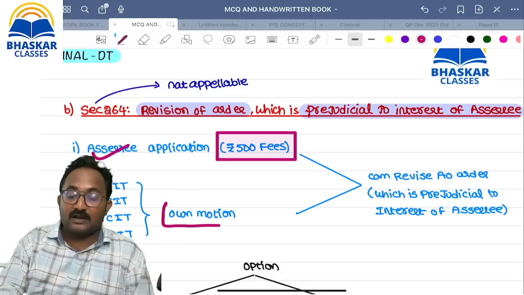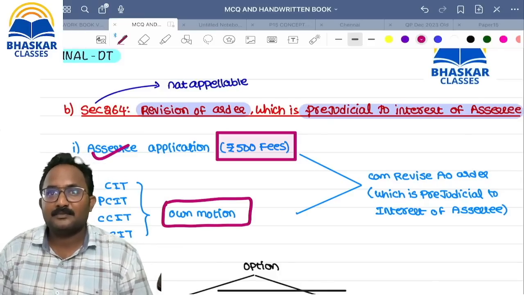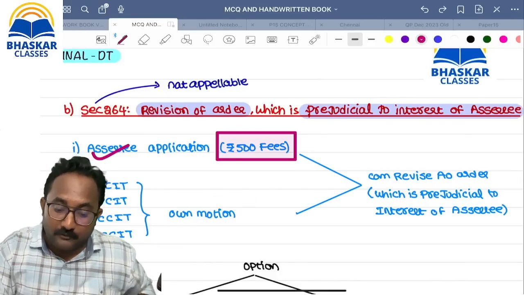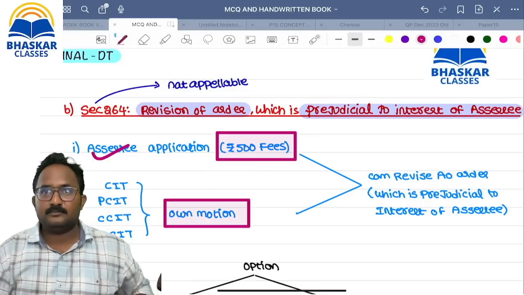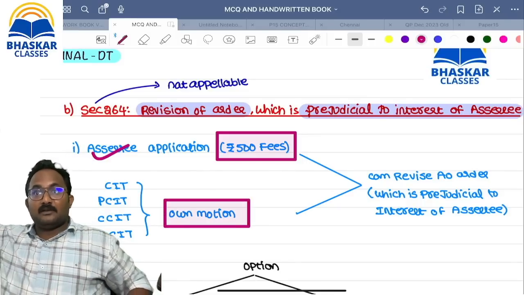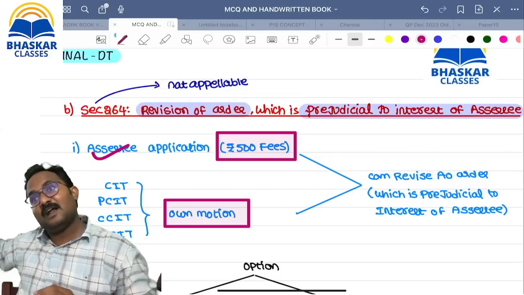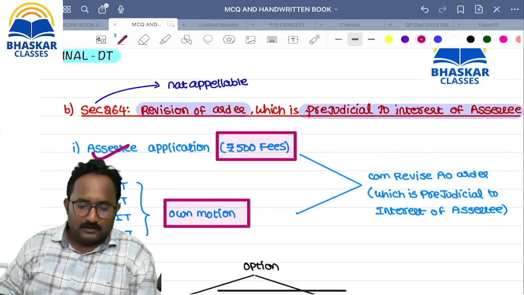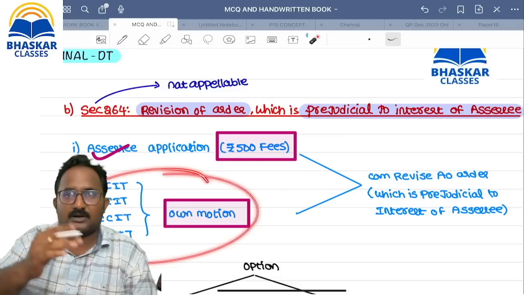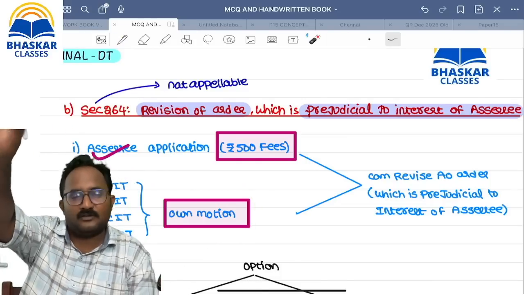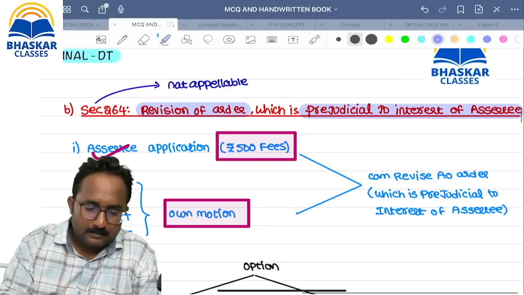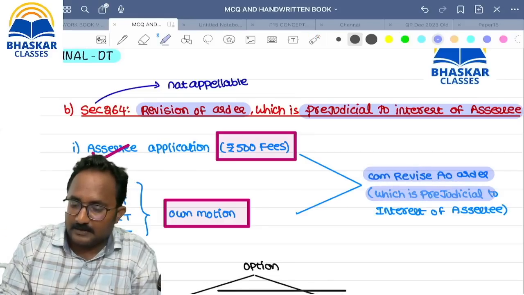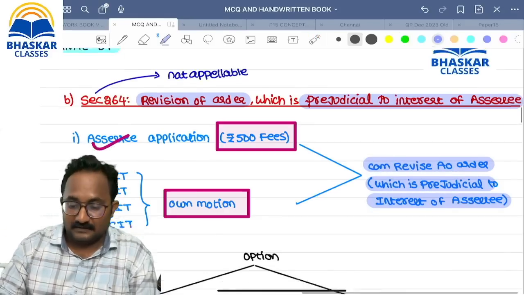On their own motion, they can do the revision. On their own motion, they can do the revision in favor of whom? SSC. Comedy only. If you are making an application, you have to pay the fees. On their own motion, they are doing it free. So up to now, this is not at all a useful point. They will not do the revision in favor of SSC on their own motion. First, believe me. Next, ma, can revise the AO order which is prejudicial to the interest of the SSC. Important option.